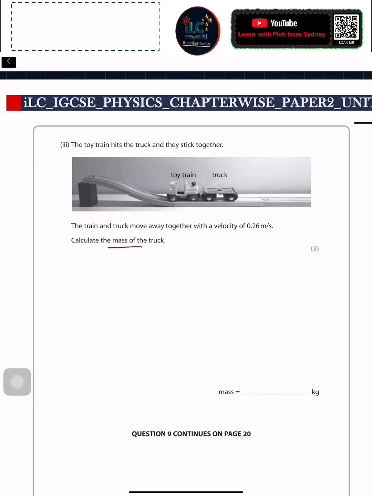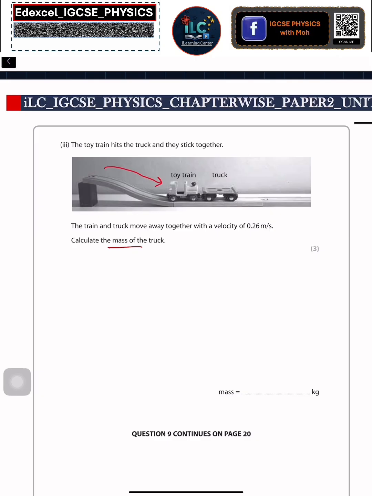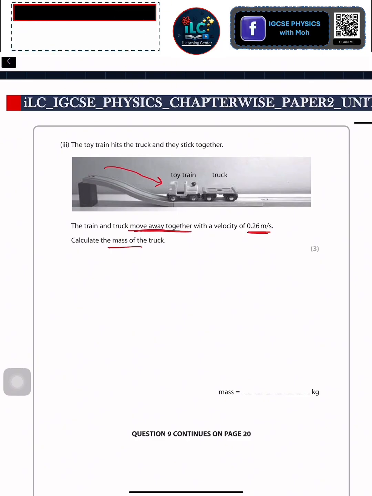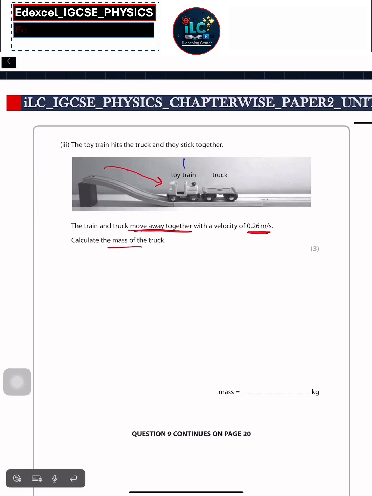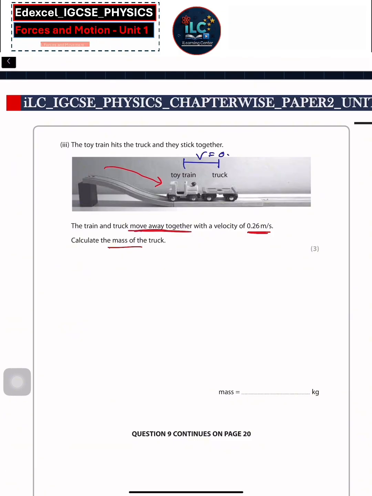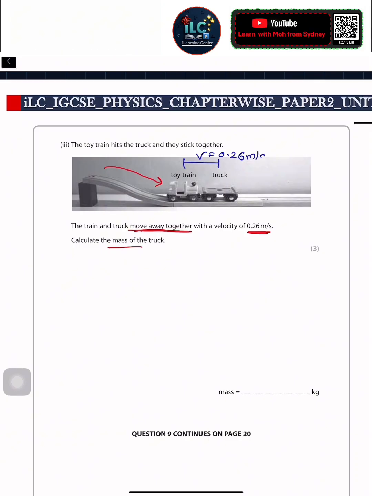So let me just quickly tell you what happens. Here this short train moves down and hits this one. Now they are joined together and move together with a velocity of 0.56. Now both of them are moving with a velocity of 0.26 meter per second.